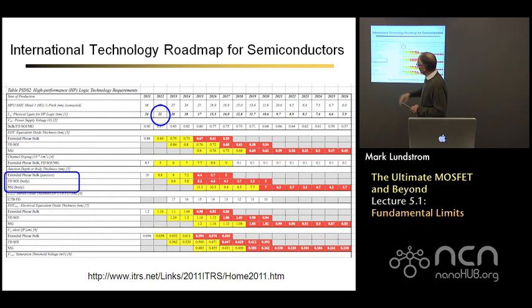One of the things that you'll notice here is that when they're specifying device parameters, there's a line here for bulk MOSFETs. That's a MOSFET on a silicon wafer with a semi-infinitely thick silicon layer. And you can see it stops at the year 2017. And then fully depleted SOI continues a little bit longer. And then multiple gate or FinFET type structures take over and continue.